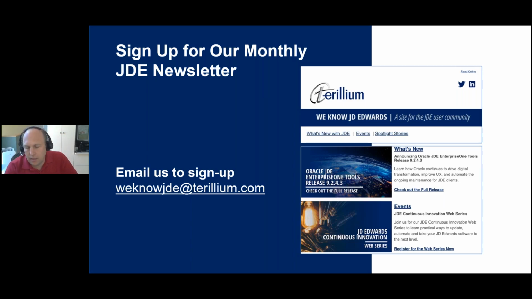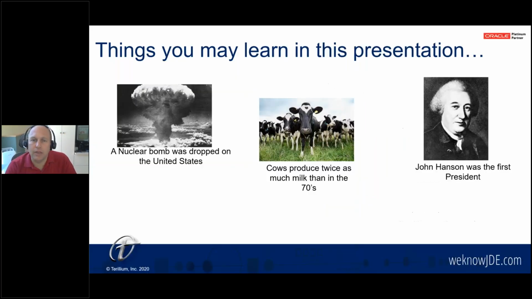All right, so let's get into this presentation a little bit. A couple things that you may learn in this presentation that are not JD Edwards is that a nuclear bomb was dropped on the United States at one point, cows do produce more milk than they did in the 70s, and that John Hanson was our first president, not George Washington, like commonly believed.